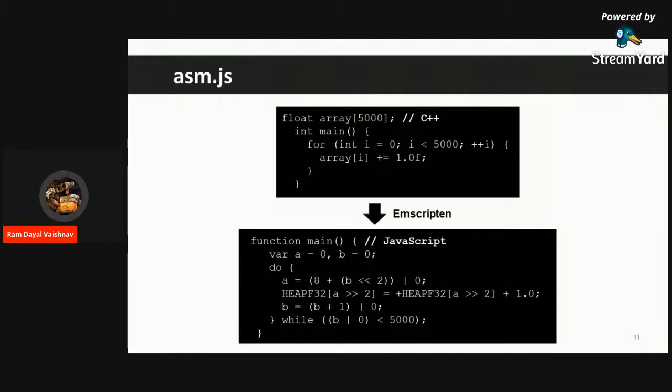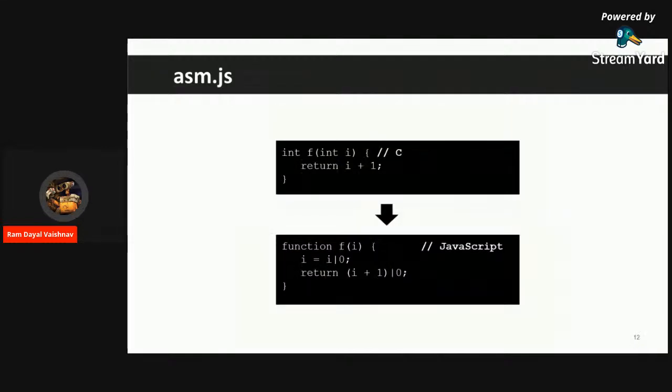This looks very complex, so let's go to a simpler example. This is an example where a function is written in C, which is simply incrementing a number by 1. And the asm.js conversion of the same piece of code is written in the bottom box. What is happening here is more or less normal JavaScript. But if you notice, there are a couple of other things happening here.